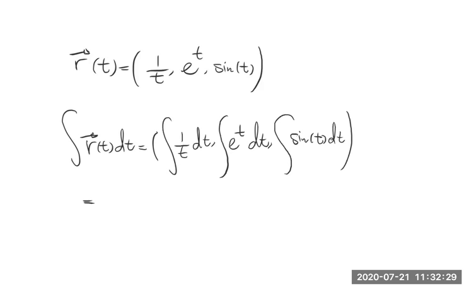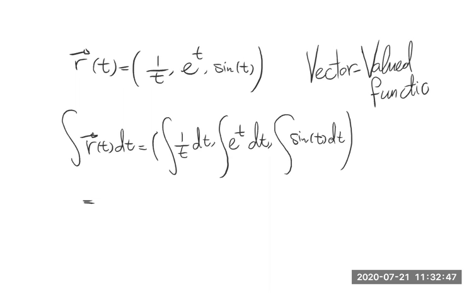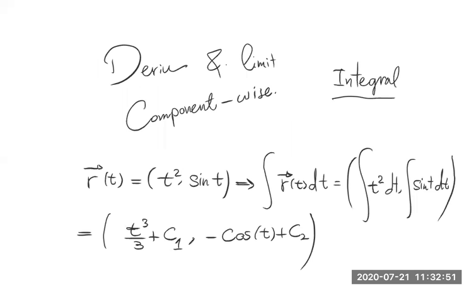So let me answer the questions. So the answer is yes. This function is a vector of functions. That's why we call them vector valued functions. It means it's a function actually, but it's a vector of functions. And is there a question from the previous page? We are taking the integral of a function. We should take the integral of each component.